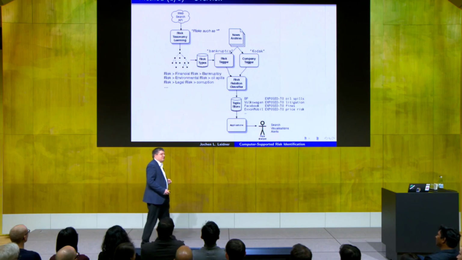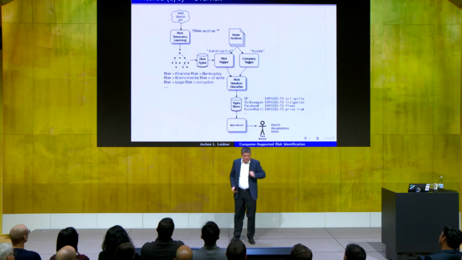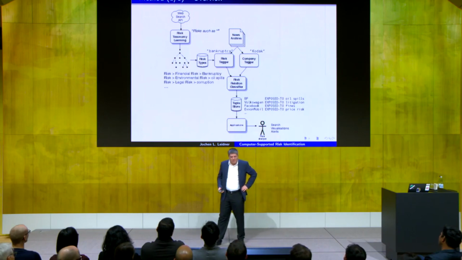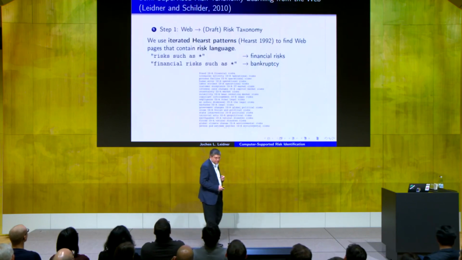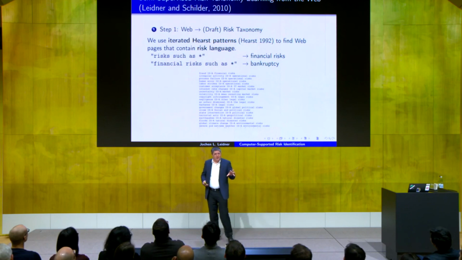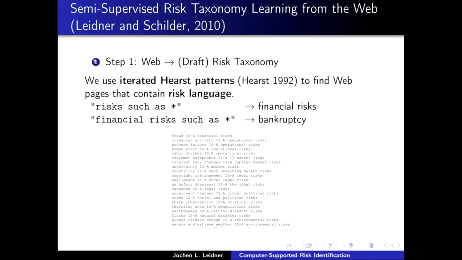And we ran this actually for 50,000 companies, and we got hundreds of thousands of different of these tuples, which was fairly exciting. Once you have that, you want to measure how well it works, and you want to think about what you can do with it. So part one is the semi-supervised risk taxonomy learning. You can read more about this in our ACL demo paper from 2010. So we start with these Hearst patterns, risks such as asterisks, financial risks such as, you just iterate, and here are some examples of the kind of tuples that come back.